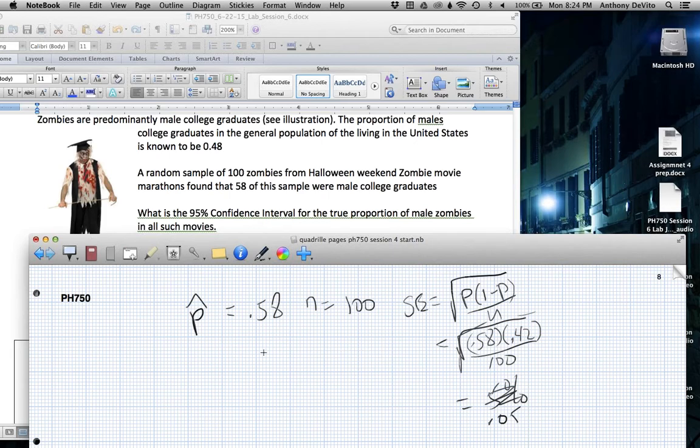Okay, 0.05. So now let's calculate my confidence interval. It's going to be equal to 0.58, our P cap, plus or minus 1.96 times the standard error. So 0.58 plus or minus 1.96 times 0.05, right? 2 times this is about 10%. So my confidence interval is going to be about 0.48 to about 0.66.